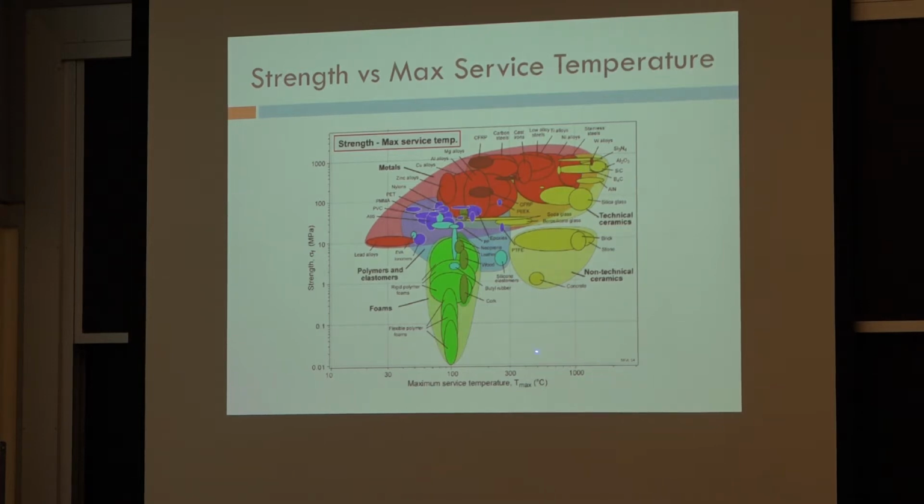And this is maximum service temperature. Room temperature is back here, and you can see where foams and plastics are very good around room temperature. But if you want to go above 300 degrees C, which is not that high, and if you want to get up to a couple of thousand degrees C, you're really limited in the types of materials you can use. In fact, most metals can't go to 2000 C.